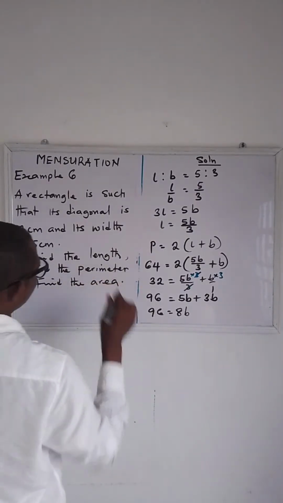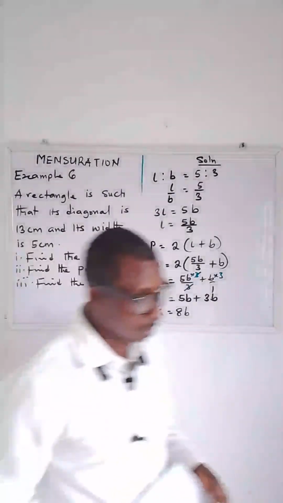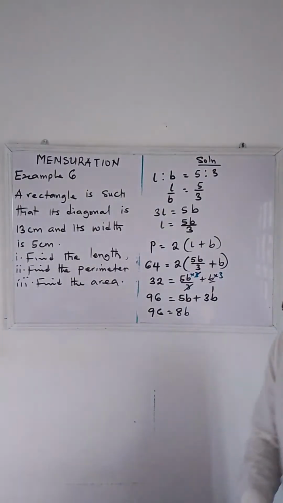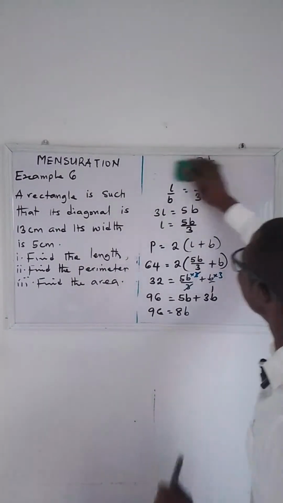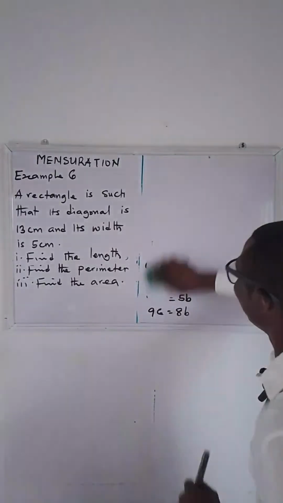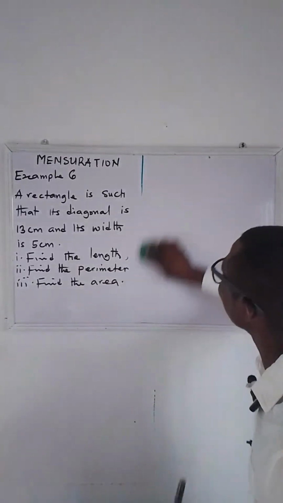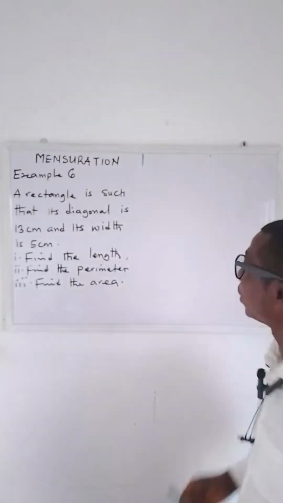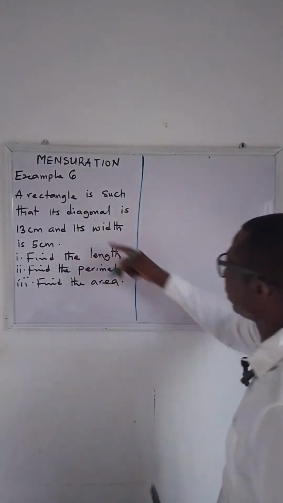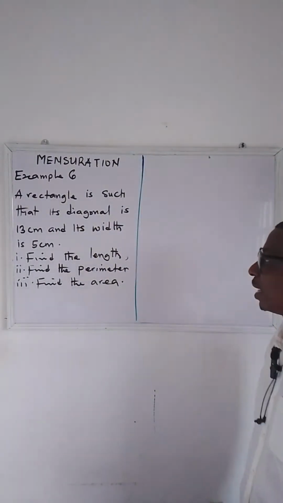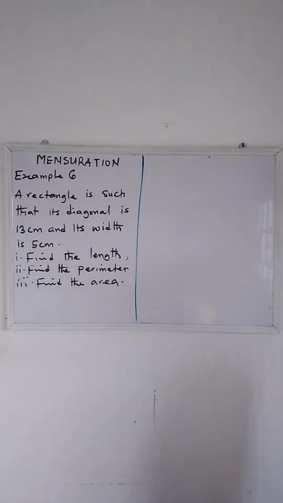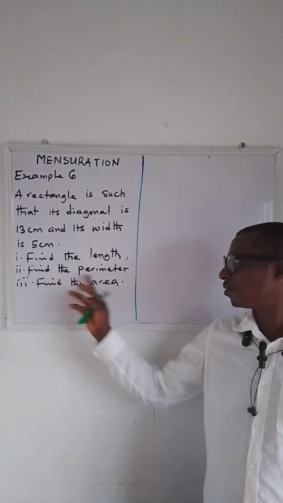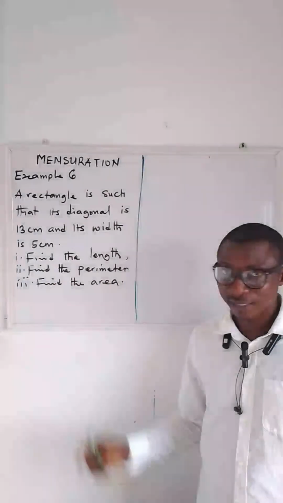All right. So there's another question. Okay, do we want to try this before we do it together? Can I give you 1 minute to quickly examine that question before we solve it together? So I need you to practice something. Okay, now let's see. A rectangle is such that its diagonal is 12 centimeter and its width is 5 centimeter. So you have to find the length, find the perimeter and the area.